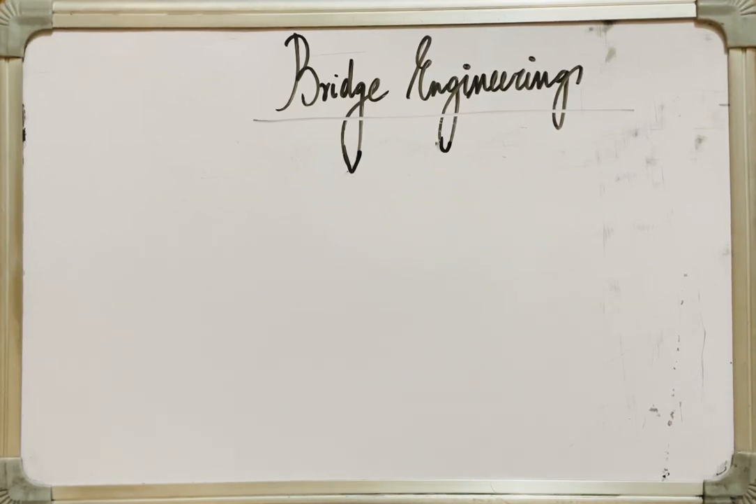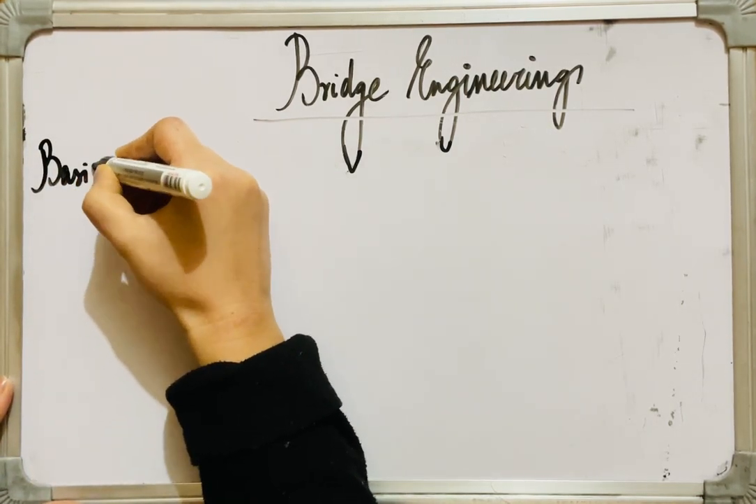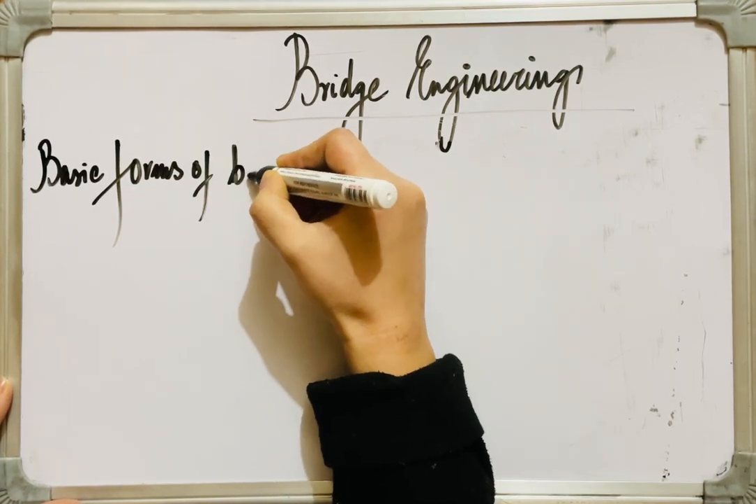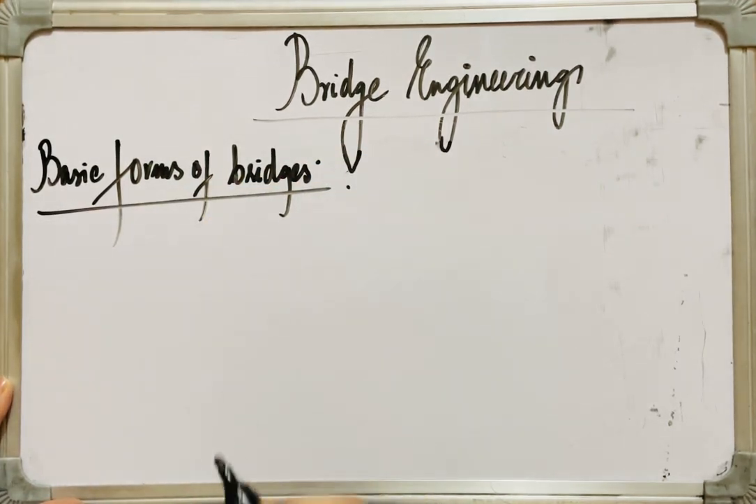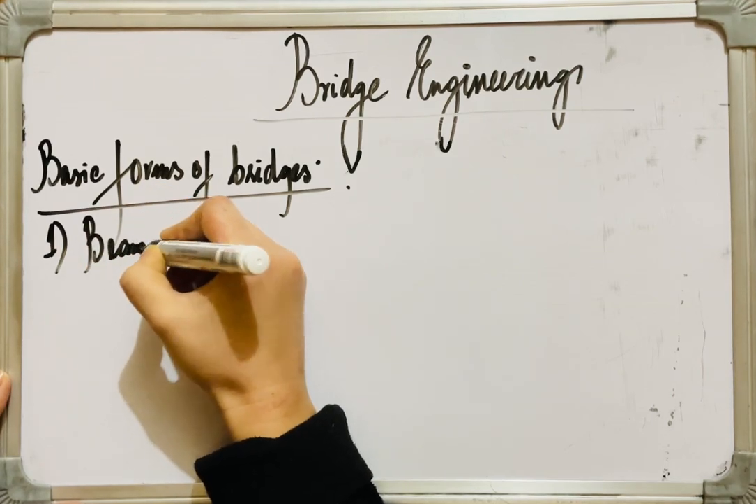We're discussing the basic forms of bridges. There are 7 basic forms of bridges. The first one is the beam bridge or girder bridge.